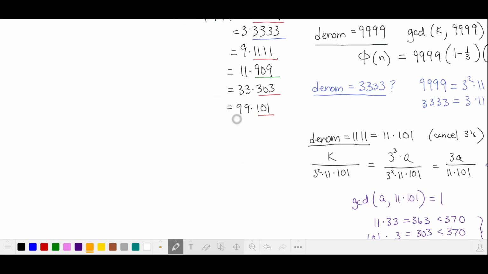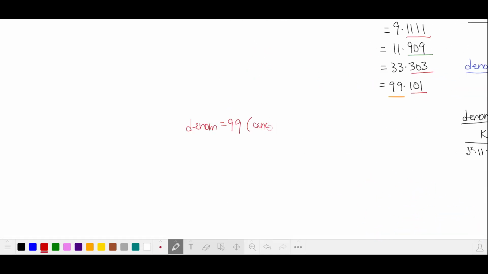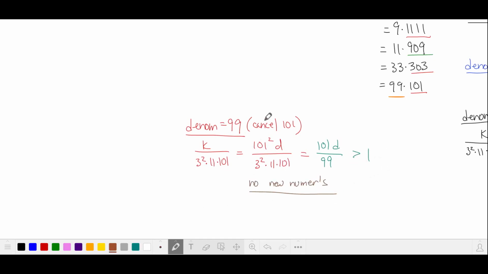The next denominator in the list is 99. We get this when we cancel the 101 in the denominator. We still want to share a factor with 9999. That's not a 3 or an 11. When we cancel everything, we see straight away that our fraction is greater than 1. We have no new numerators with a denominator of 99, and we're going to have the same problem with canceling to produce these other smaller denominators.